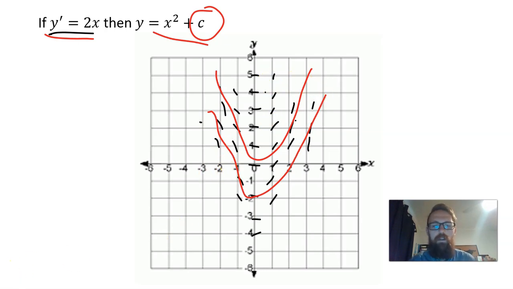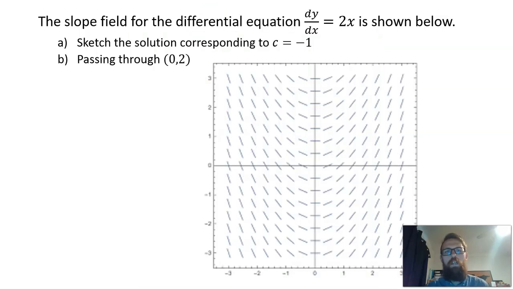Let's have a look at another example now. The slope field for the differential equation dy by dx equals 2x is shown below. What we want to do is sketch the solution corresponding to c equals negative 1, and also the one passing through 0 and 2. First, we integrate this function, dy by dx equals 2x.